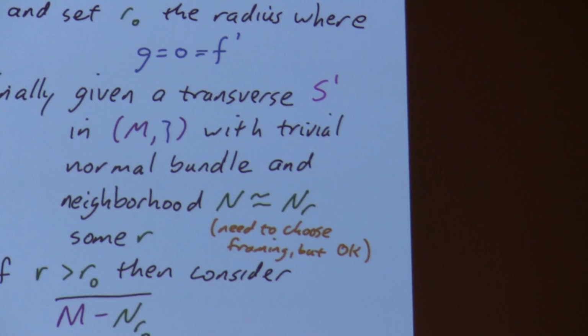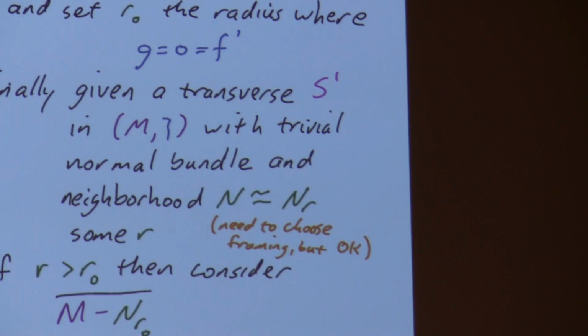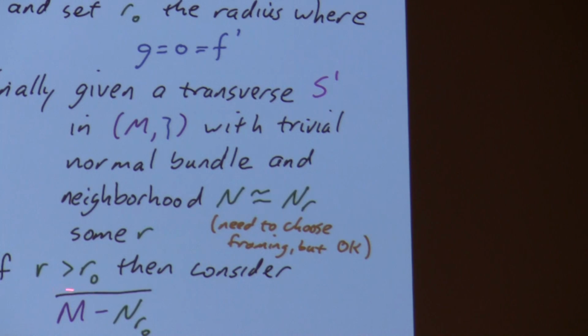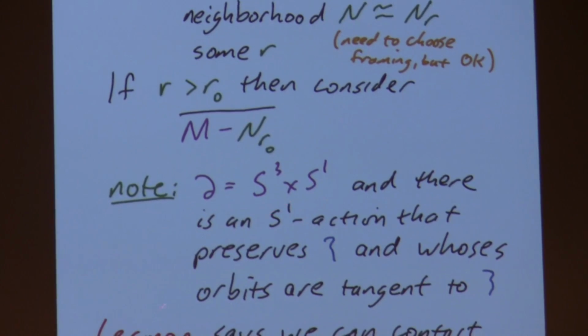Assume that r is bigger than r naught. It might happen, it might not happen. Remember, if you're doing admissible surgeries, you can't always do the surgeries you want. So you have to make an assumption. We're assuming we can get a neighborhood big enough. So assuming we have our neighborhood big enough, now remove that N sub r naught. And notice the boundary of this resulting manifold is just S3 cross S1.